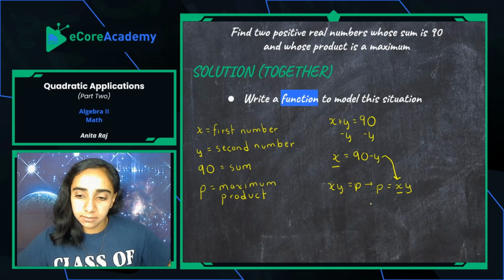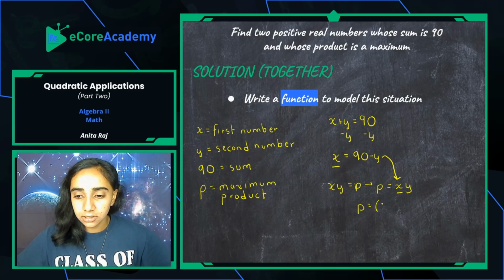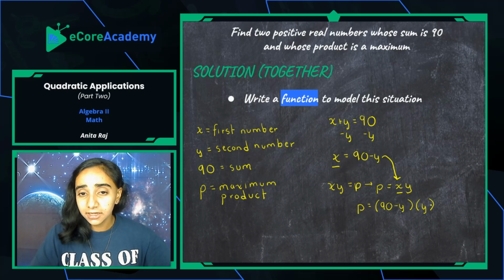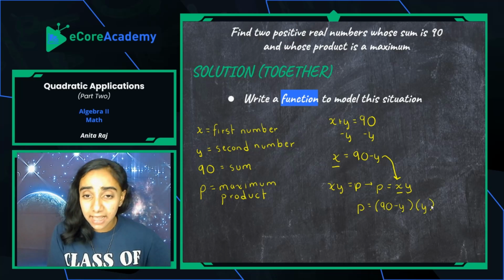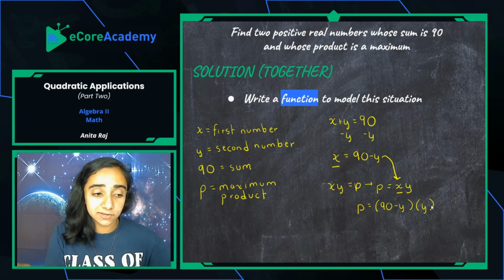Let me show you what I mean by rewriting this. So our product is equal to, instead of x, we're putting 90 minus y in. So 90 minus y, and then we just have our y. Now look how we've rewritten it in terms of y. Now instead of having p, x, and y, we have p and y. We simplified it as much as possible by using the substitution method.